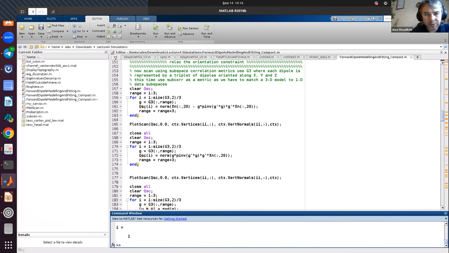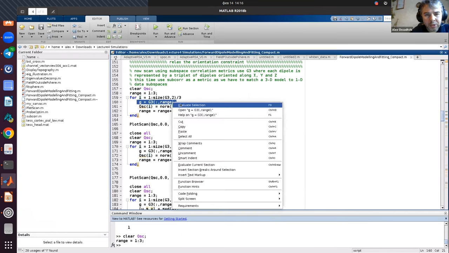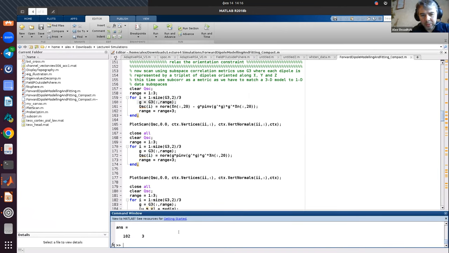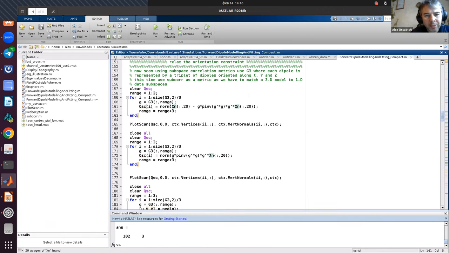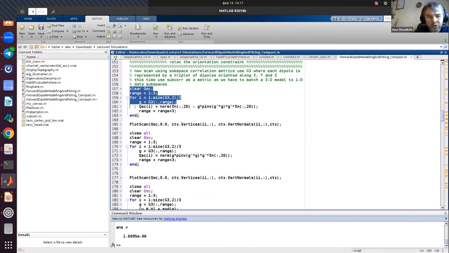Let's say i is equal to 1, for instance, and let's initialize the range. G is this, and the size of G is clearly 102, the number of sensors, by 3. Now, our quality metric here is not something we are trying to maximize, but we are trying to minimize this residual. First I just want to show you this is the same as maximizing, so then you minimize the norm. So basically all you have to do is compute this, and this is just some number. For each source, we do this.